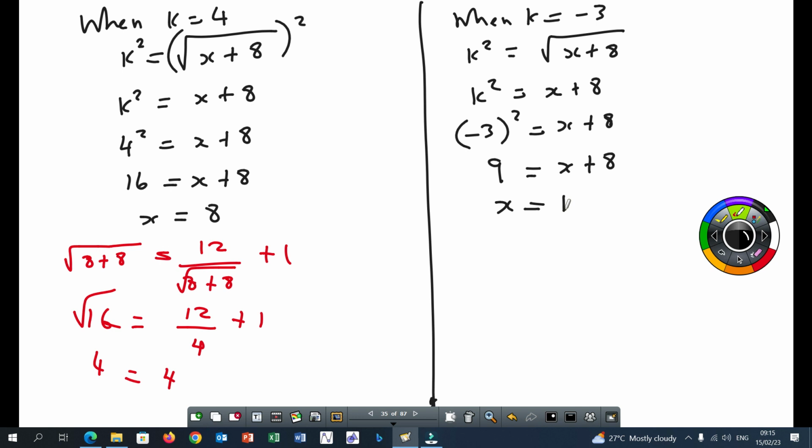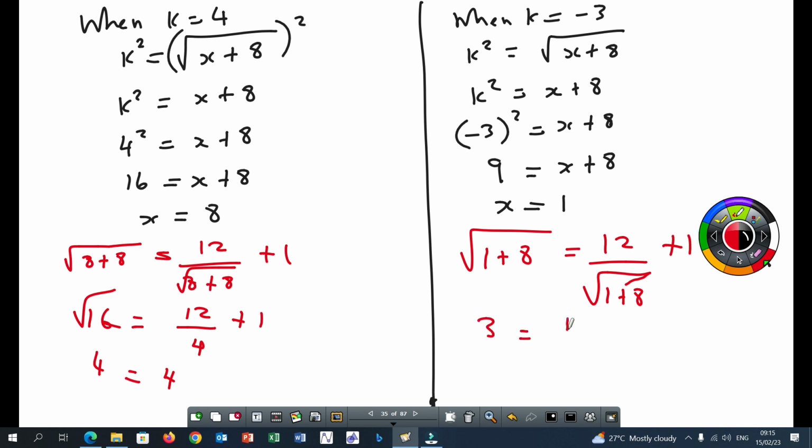Okay? Then you do some checking. If you do the checking, you substitute back into the original. So that will be the square root of 1 plus 8 is equal to 12 over the square root of 1 plus 8 plus 1. Right? So this will give me a 3. And that will give me 12 over 3 plus 1. So you get 3 equal to 5. Now this is not possible. So what that means is this is not a solution. X equal to 1 is not a solution.